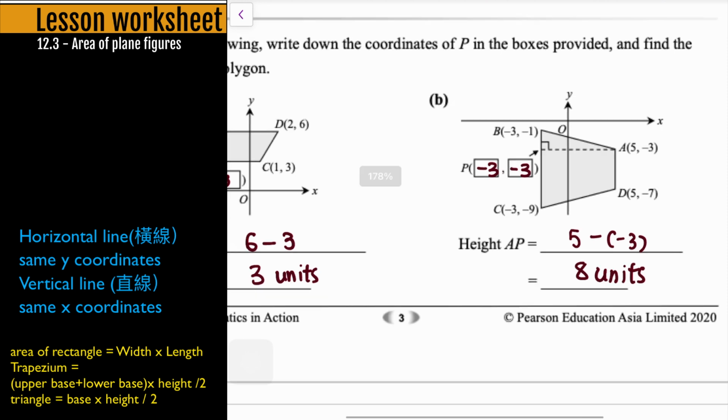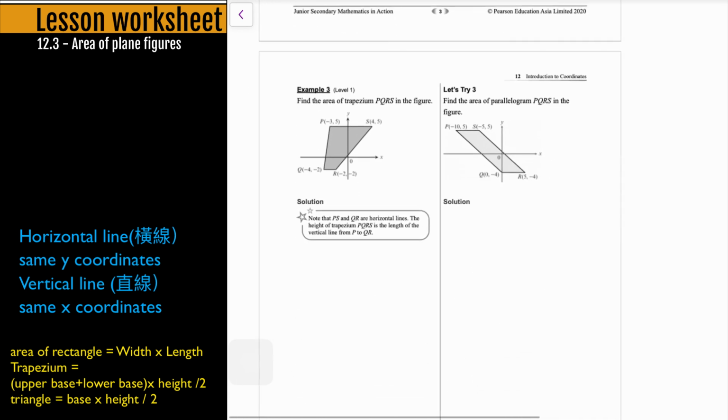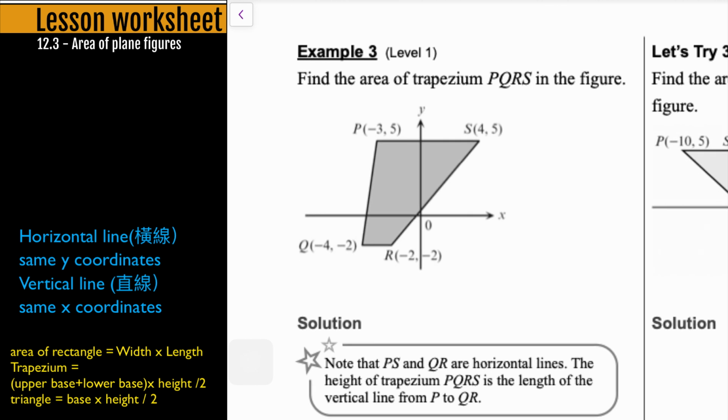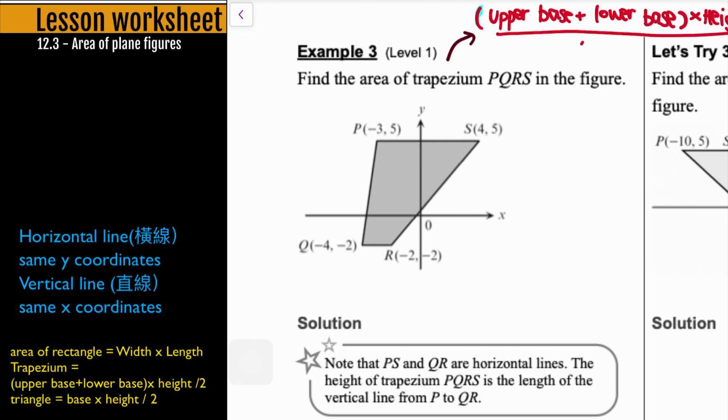Let's see example 3. We know this is going to be a trapezium. Remember the formula for this area: the upper base plus the lower base, and then multiply by the height, and divide by 2. That will be the area of a trapezium.